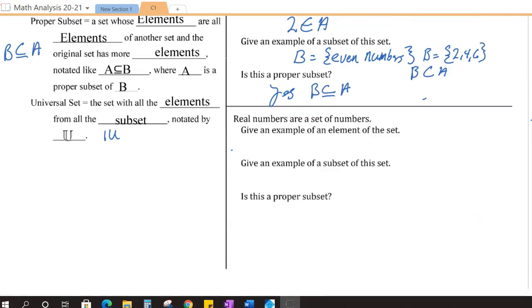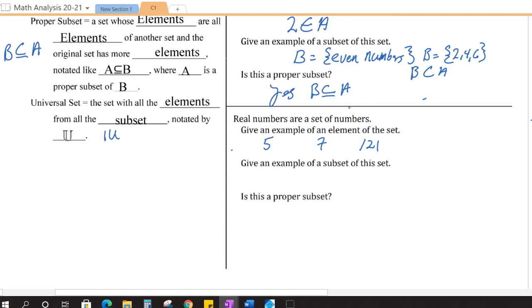One more example, now using some of the vocab words that we've talked about. So they tell us that our set is the real numbers. So all real numbers. Basically any number. So they want an example of an element of that set. I could say 5, or I could say 7, or I could say 121. They're all real numbers, so they're all an element of the original set.